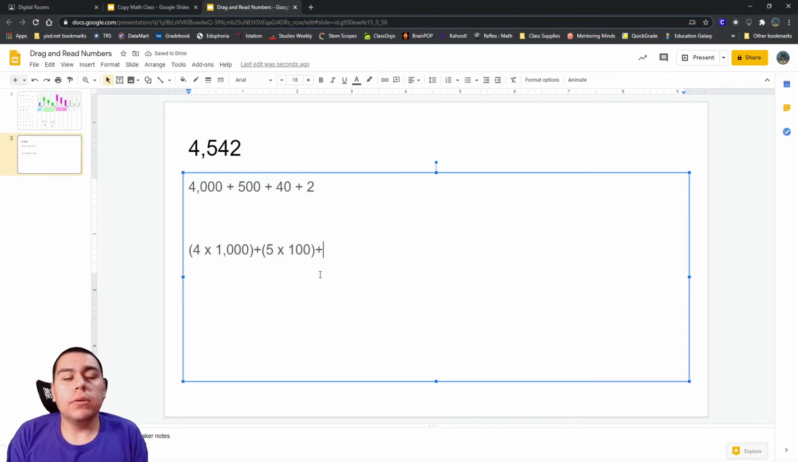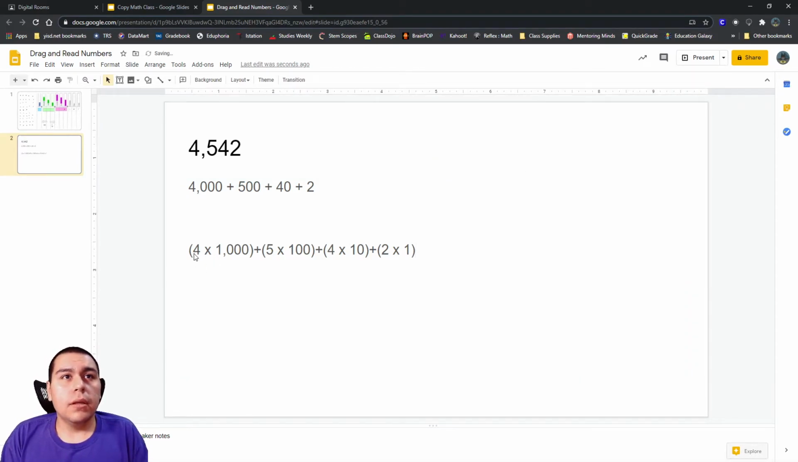How would I show people that there's a 4 in the tens place? Bella, how would I show that? 4 times 10. And the last digit, how would I show that there's a 2 in the ones place? Alexa, how would I show that there's a 2 in the ones place? 2 times 1. Oh, sorry, I forgot to put the parentheses.